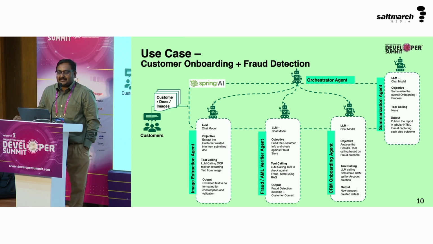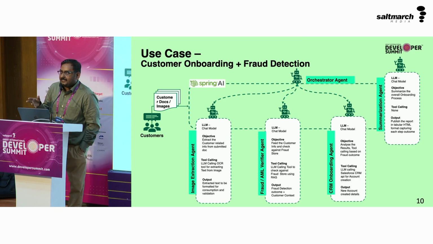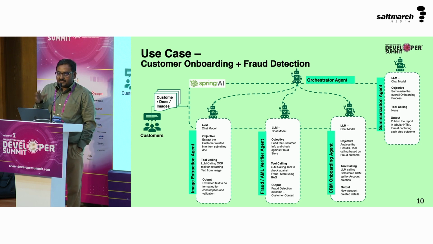That's the first one. And the second one is around the fraud AML verification agent. I just dumped some 5 or 6 records of data into my PG vector, which is still running as a container, and I'm trying to do a simple name match, similarity match, right?